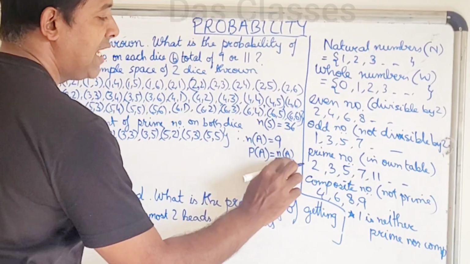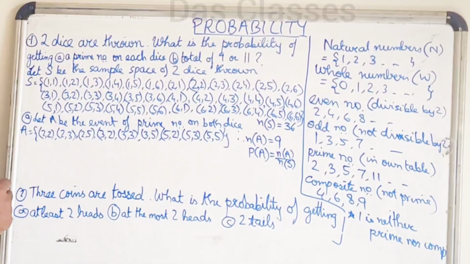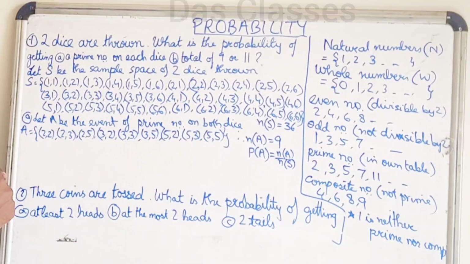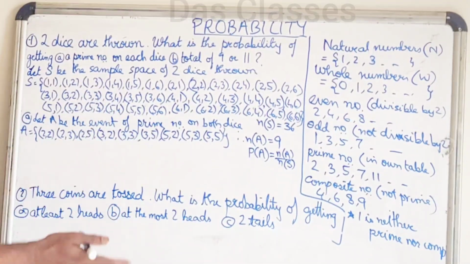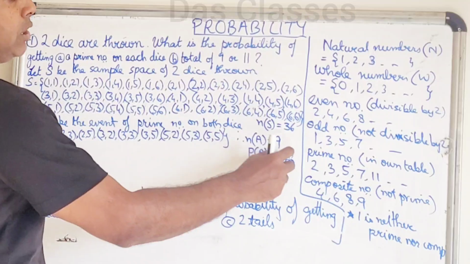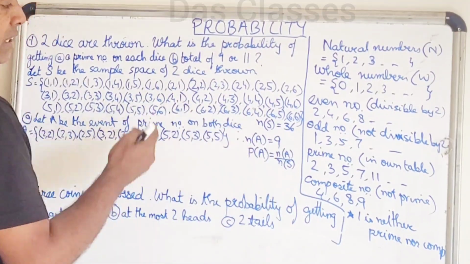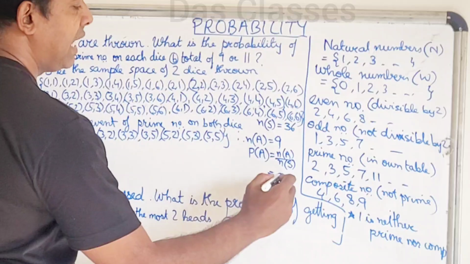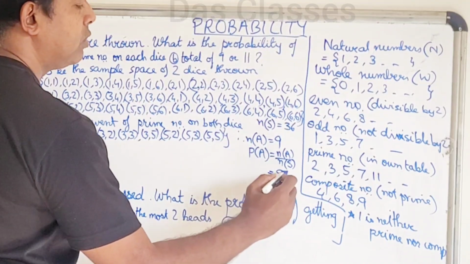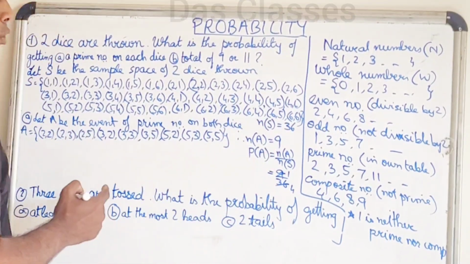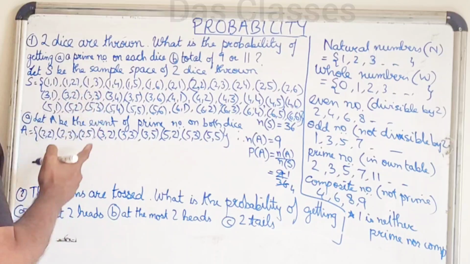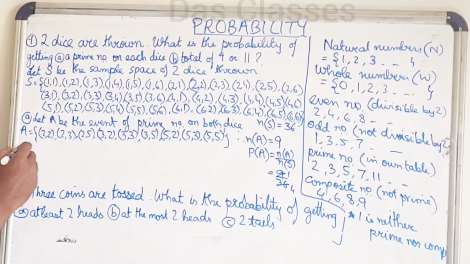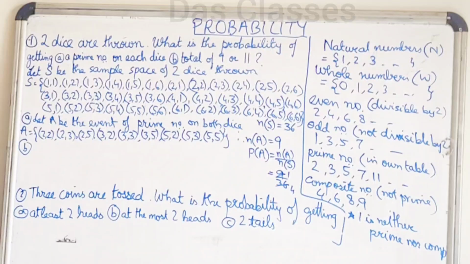It's just like calculating a percentage. Whatever your marks, you write it up, and the total marks you write it down. So in the same way, probability is like a percentage. So basically you have to write the total always down, and whatever the event you are talking about, that's going to be up. So it's 9 upon 36. 9 ones are 9, 9 fours are 36. So 1 upon 4. Probability of a prime number on each dice is going to be 1 upon 4. Don't forget to write the conclusion. So that's the answer of the first question.